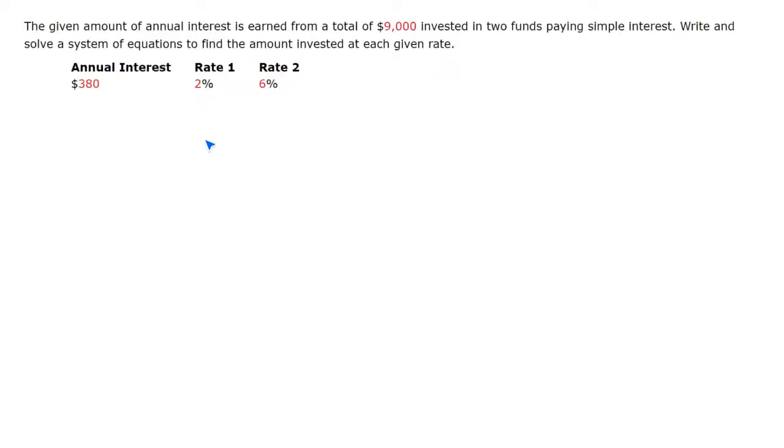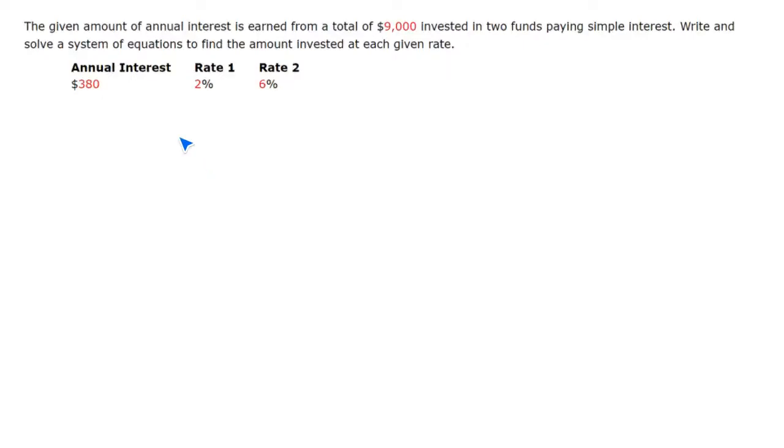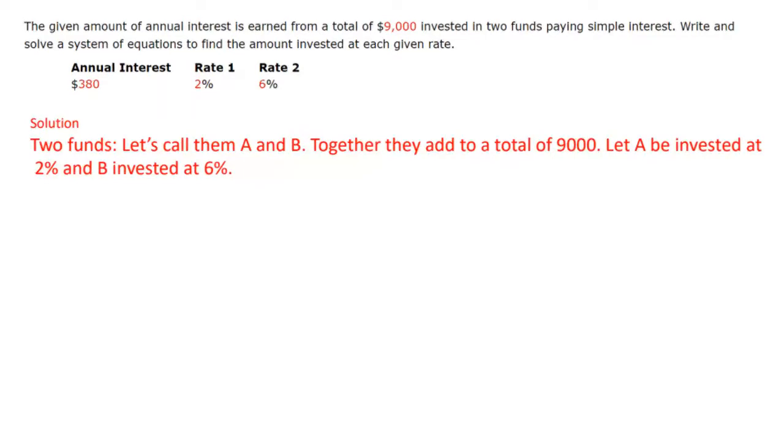Okay, so what about a word problem here? It says the given amount of annual interest is earned from a total of $9,000 invested in 2 funds paying simple interest. Write and solve a system of equations to find the amount invested at each given rate. So they give you the annual interest is $380, and then you have the first rate of 2%, and the second rate is 6%. Okay, so we can set up a system.